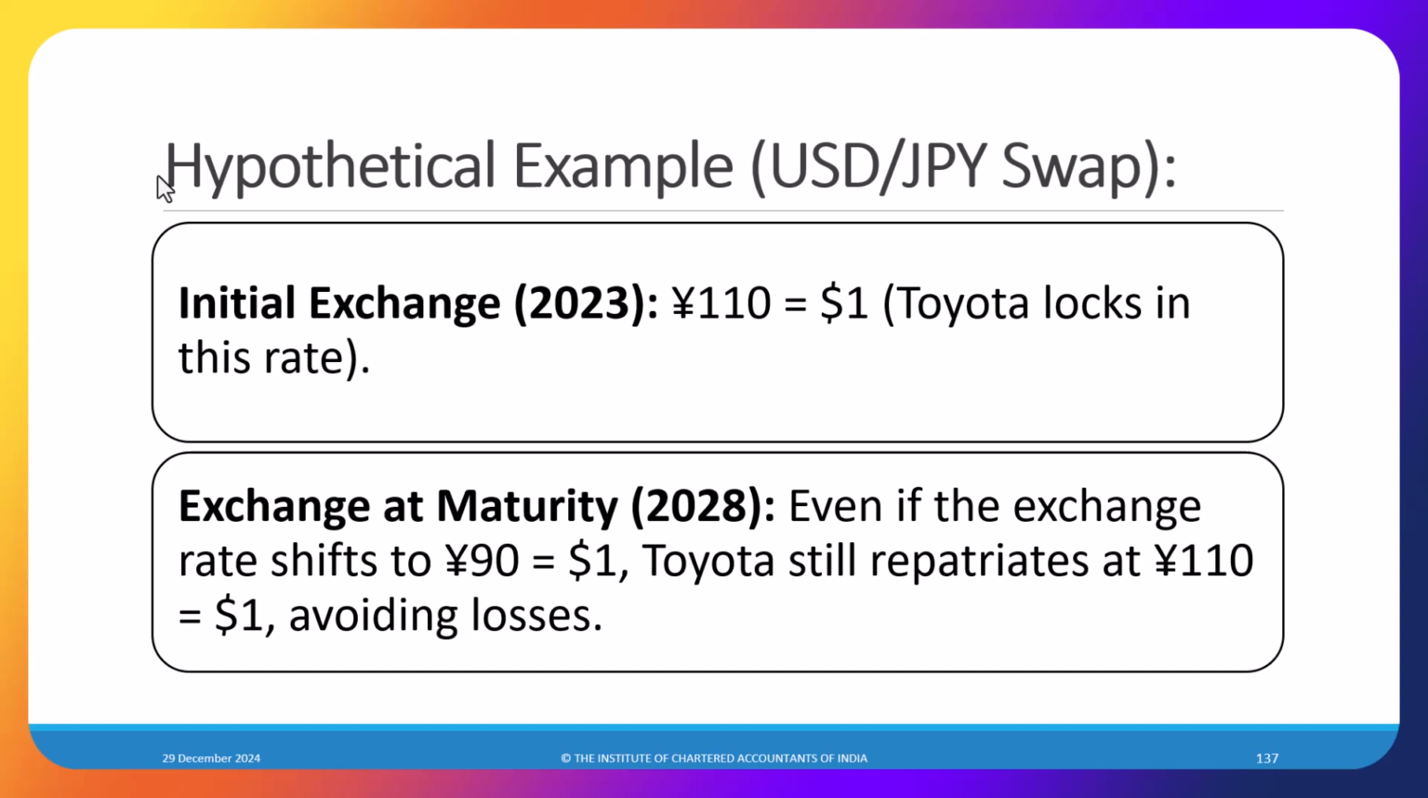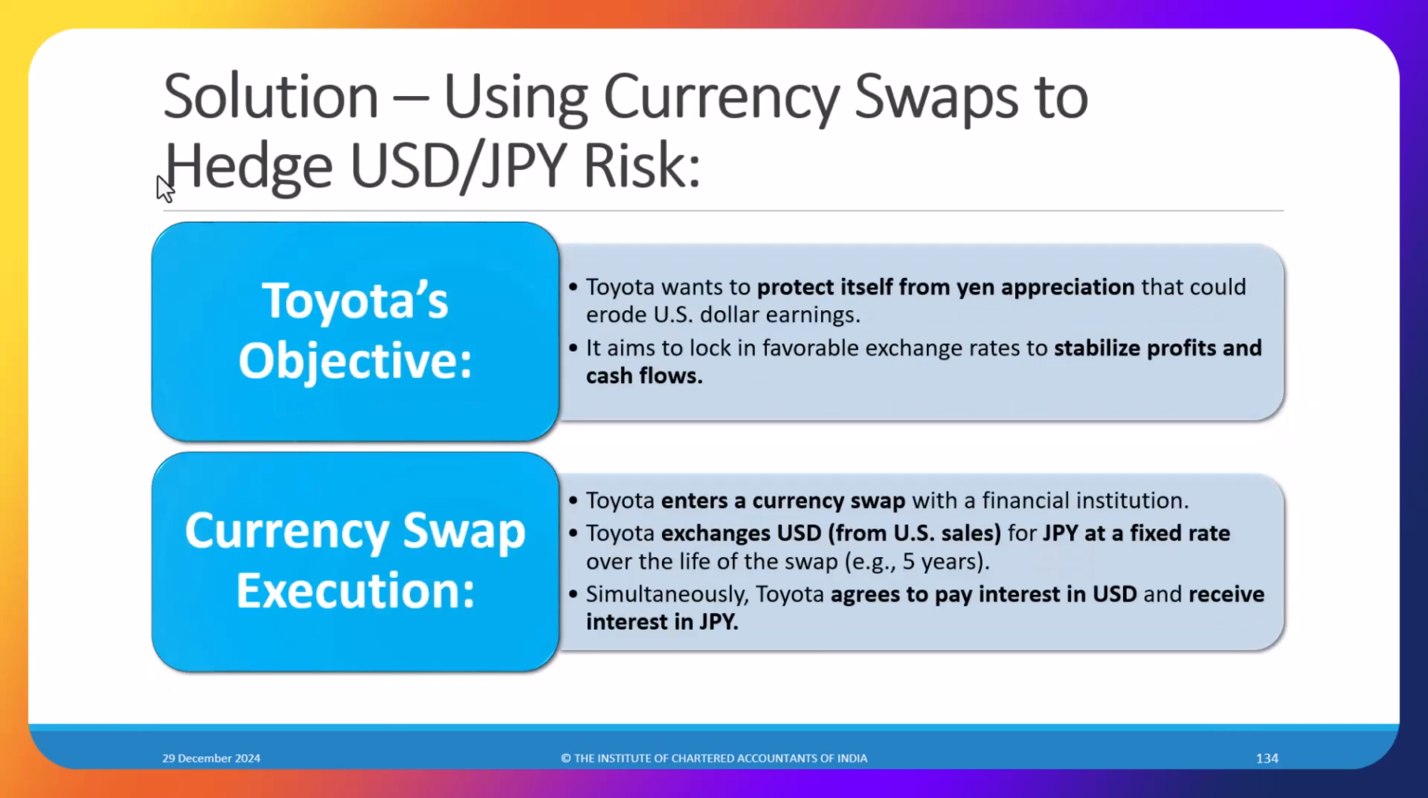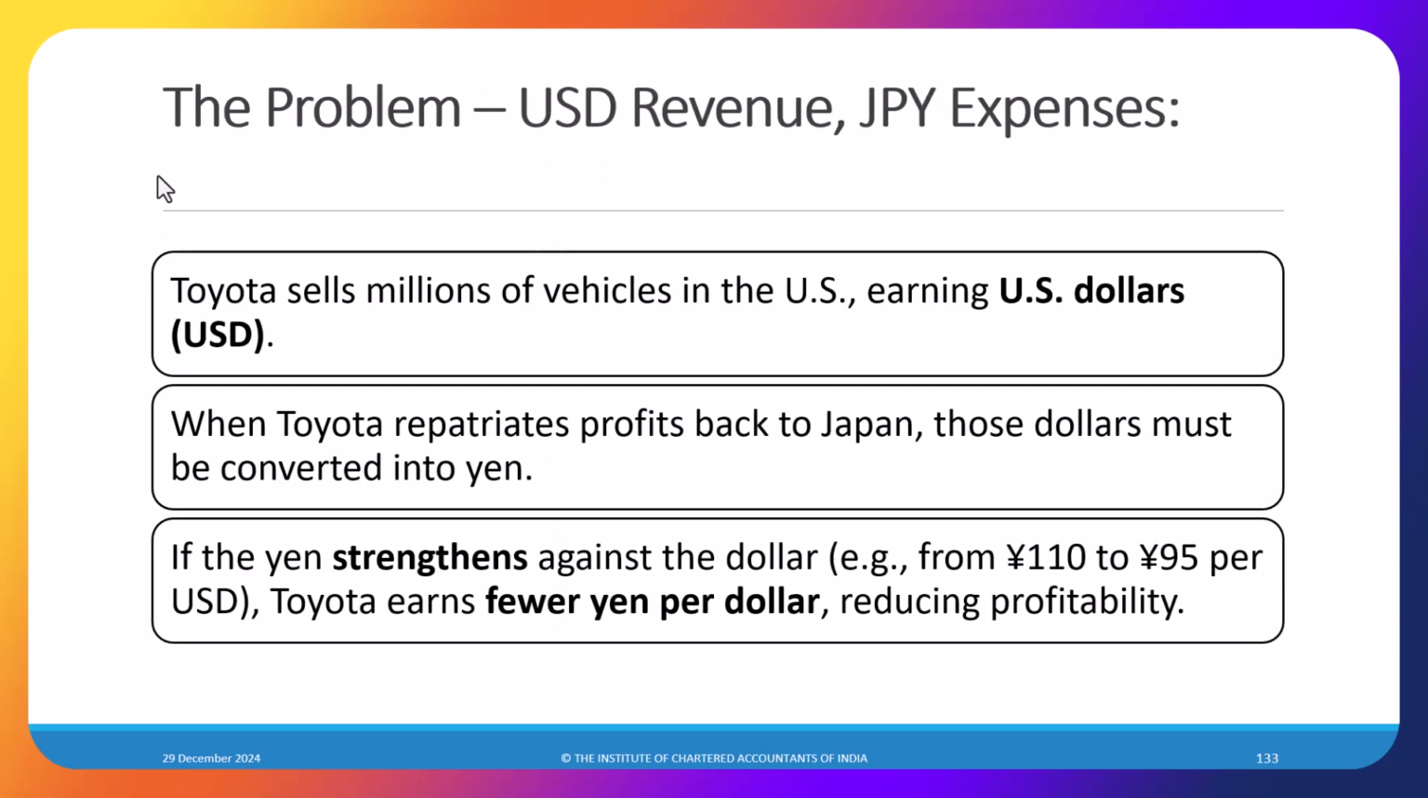So, let us go to here. This is the problem that Toyota sells millions of vehicles in US and they are earning in US dollars. So, when they repatriate profits back to Japan, these dollars must be converted into yen. So, what they do is they preempt it, they enter into a swap deal, immediately they transfer all the money when the exchange rate is in their favor, they convert the dollars into Japanese yen and send that money to Japan. And from the money which they are collecting in US, they are paying the money on the swap deal when they are returning back the money to the financial institutions.